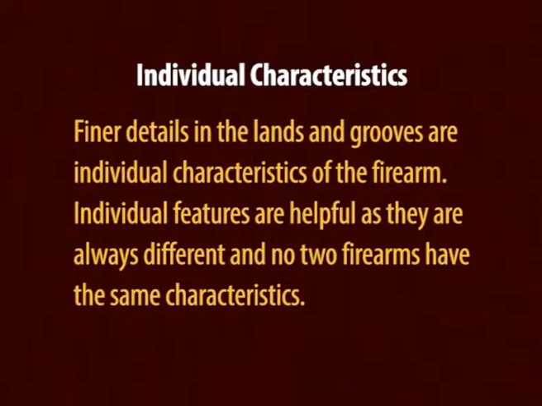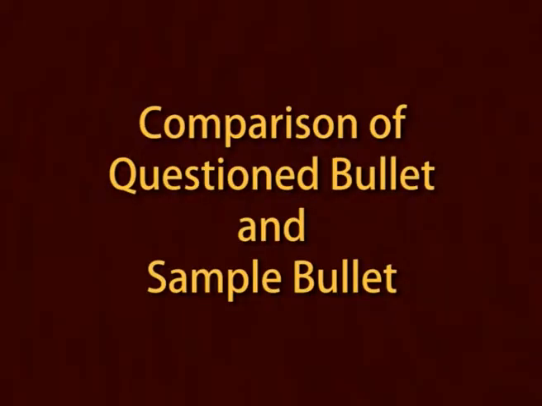Coming to the individual characteristics, finer details in the lands and grooves are the individual characteristics of the firearm. Individual features are helpful as they are always different and no two firearms have the same characteristics. These characteristics are really useful in comparison of bullets. Individual characteristics are the imprint of the small irregularities in the barrel and are never duplicated by different weapons. A comparison of the question bullet and sample bullet.